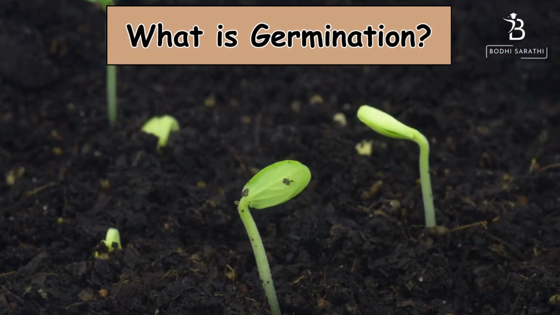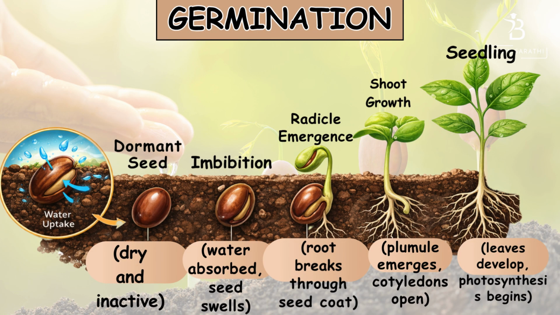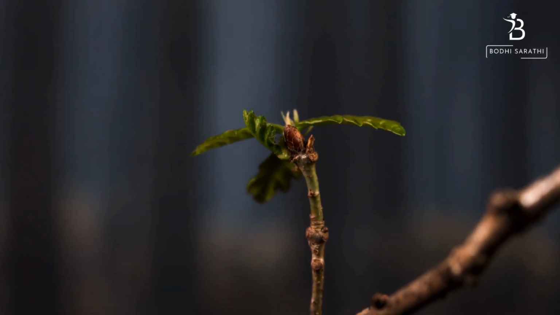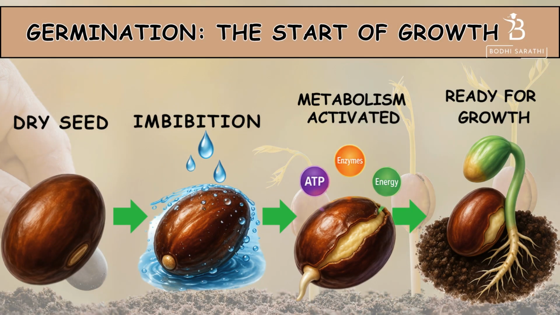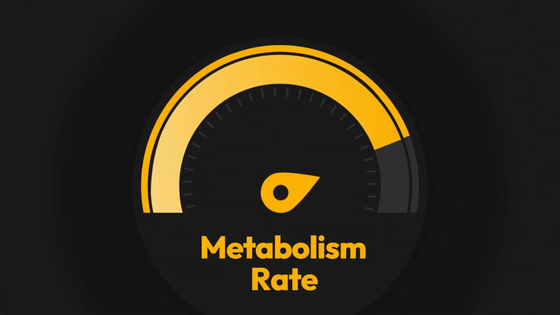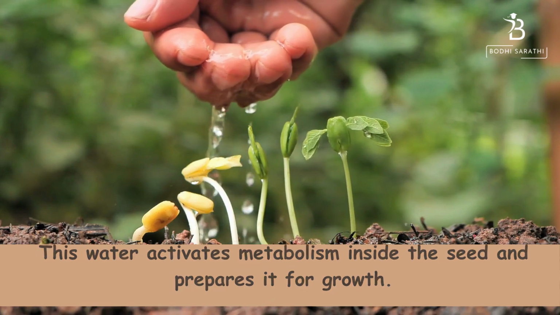What is germination? Germination is the process by which a dormant seed resumes growth and develops into a seedling under favorable conditions. Germination begins with imbibition, which means absorption of water by the seed. This water activates metabolism inside the seed and prepares it for growth.